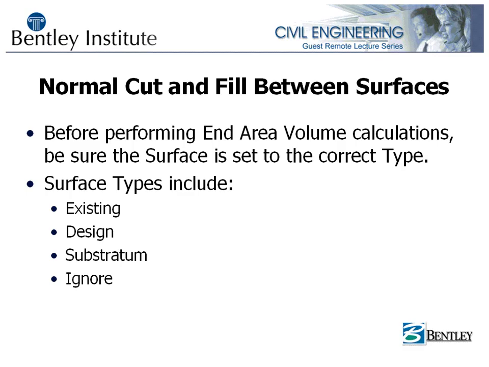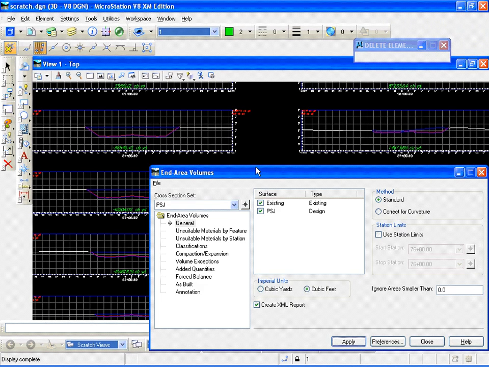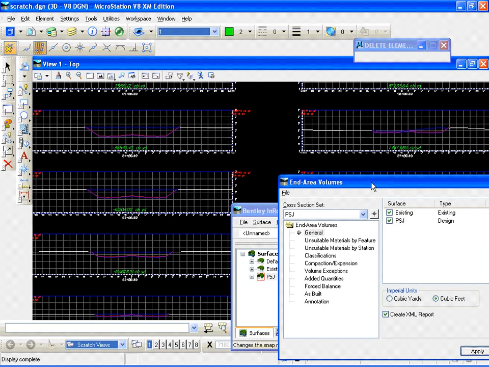When processing end area volume calculations, it's important to get the type of the surface right. As shown, we have 4 different surface types in InRoads: existing, design, substratum, and ignore. If we look back in MicroStation, we'll see in the end area volume tool we already had an existing type and a design type. Well, where did this get set? This gets set with the surface.